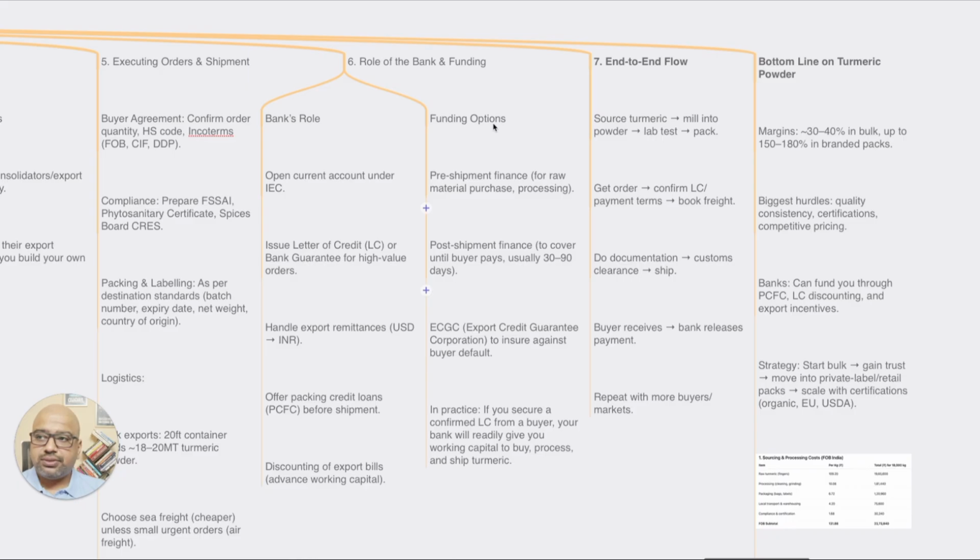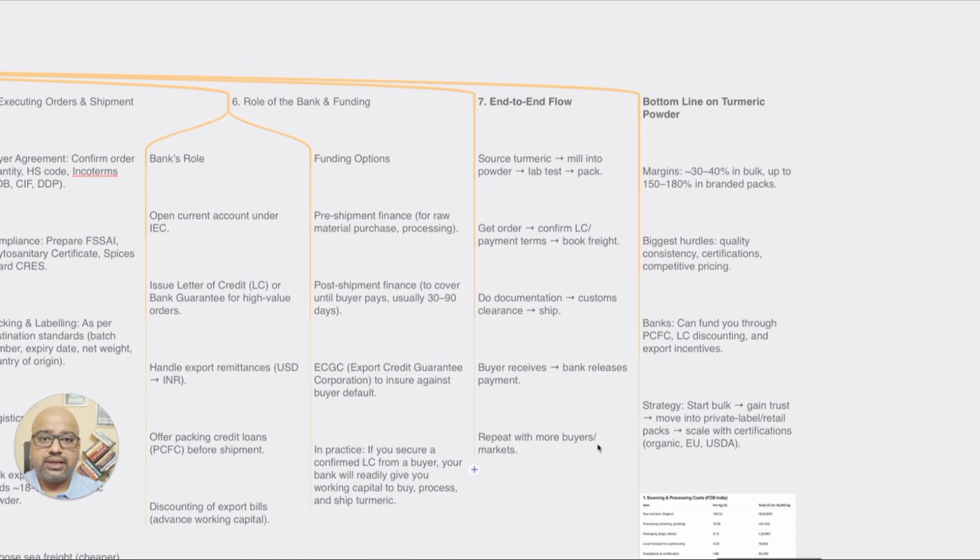Funding options. Pre-shipment finance for raw material purchase, processing, post-shipment, ECGC. If you are giving out credit, then you need to take ECGC at least from the government entity. And in practice, if there is a confirmed LC from the buyer, you can go to the bank, realize it, take working capital and process the shipment, because you can take the LC as the guarantee of the money.